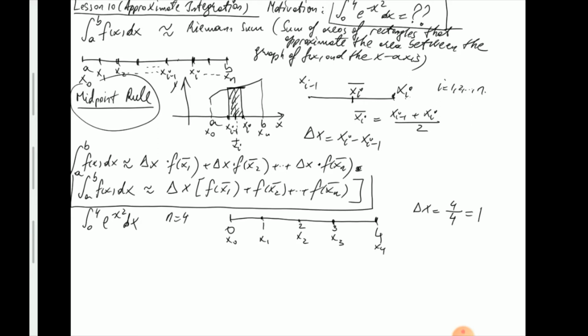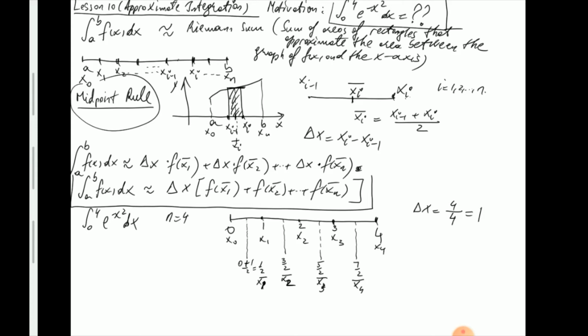The midpoints will be the semi-sum of the two endpoints of each subinterval. So the first midpoint here will be 0 plus 1 over 2, which is 1/2. This is going to be 1 plus 2 over 2, that's 3 over 2. 2 plus 3 over 2, which is 5 over 2. 3 plus 4 over 2, which is 7 over 2. So in the notation in my problem, this will be x1 bar, x2 bar, x3 bar, x4 bar, because i starts from 1.